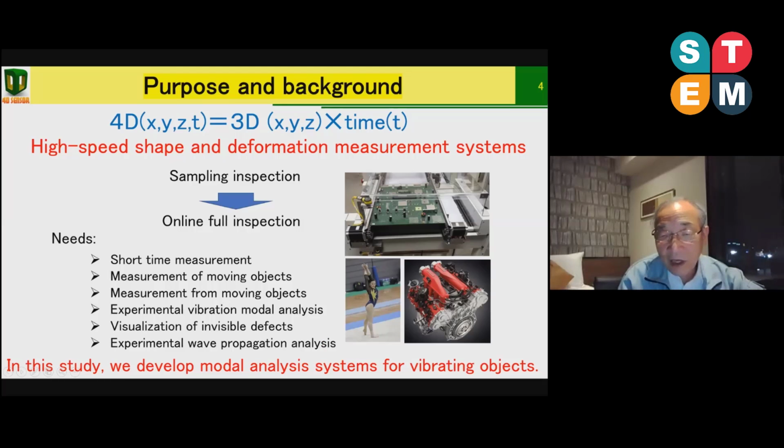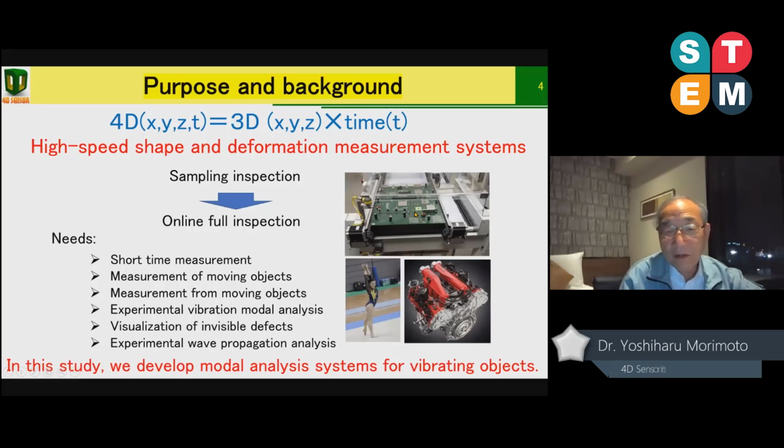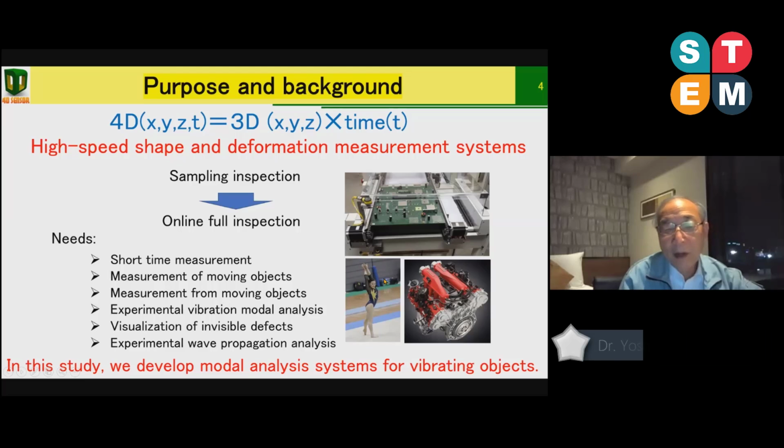So this photo shows the object in the production line. This object is moving on the production line, a conveyor belt. We can measure the shape in real time for the moving object. And we also can measure the moving human body shape. And we can also measure the vibration of a machine. In this study, we developed a modal analysis system for vibrating objects.